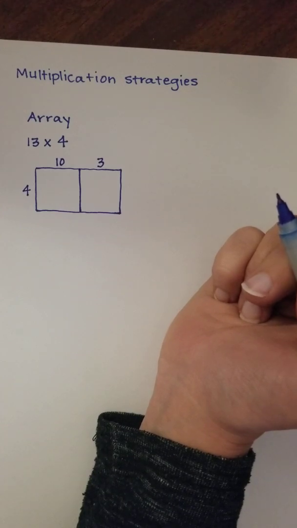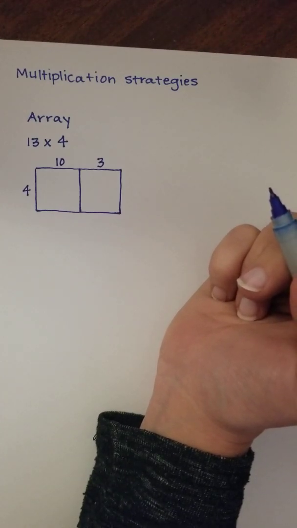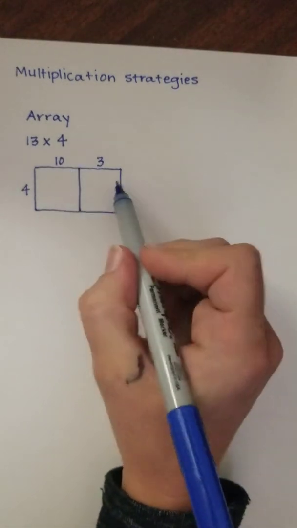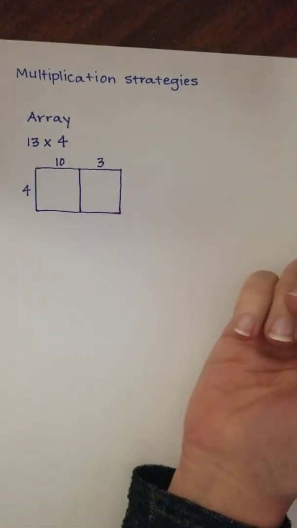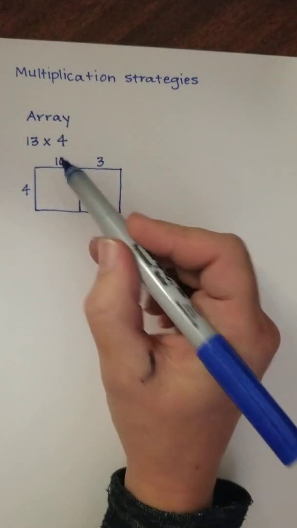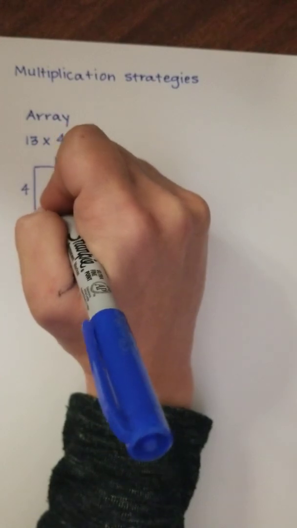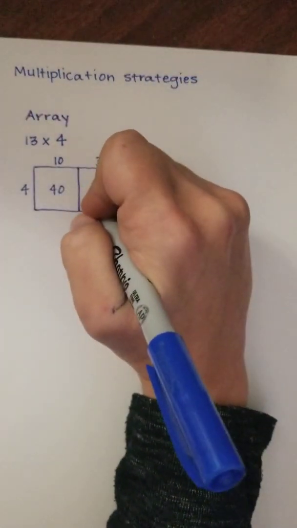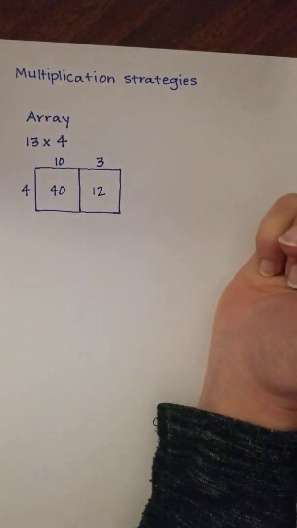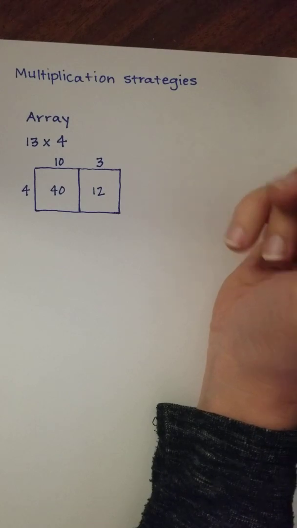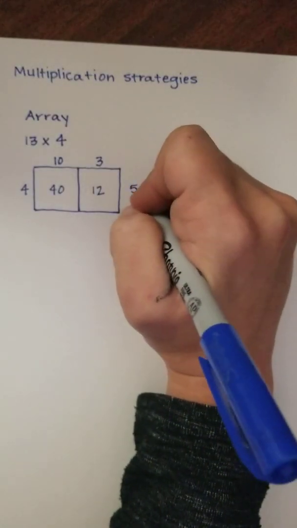So kind of what you're doing is like creating a floor plan, and you're saying that this room is a 10 by 4 and this room is a 3 by 4. And then you're finding the area. So 4 times 10 is 40, and 4 times 3 is 12. And then you simply add up the numbers in the middle, and 40 plus 12 is 52.